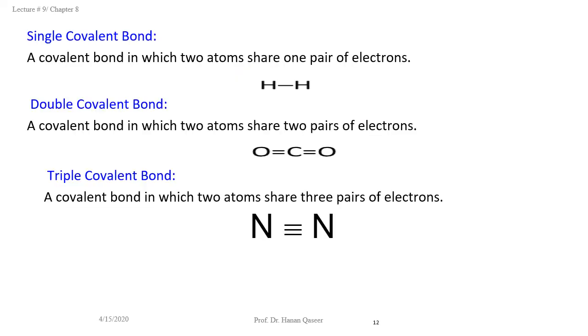Okay, in this slide here we have 3 types of covalent bond. Number 1, single covalent bond. A covalent bond in which 2 atoms share 1 pair of electrons.